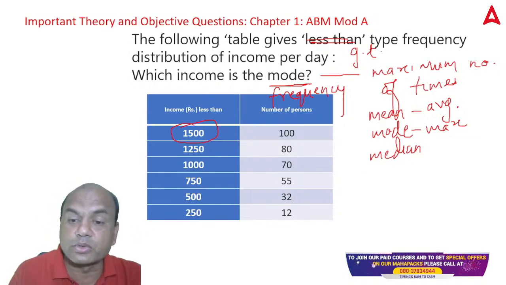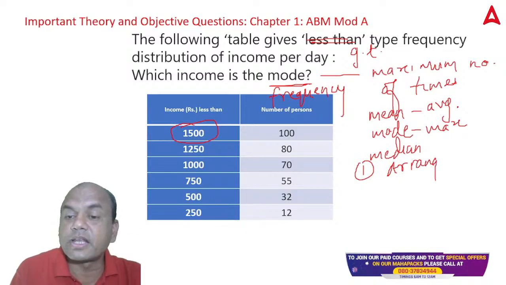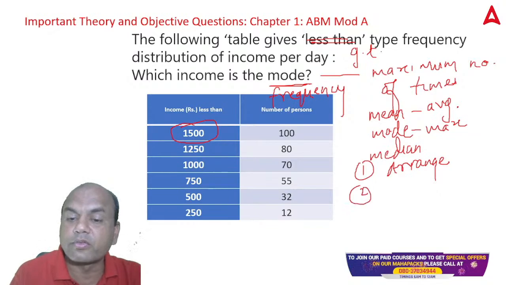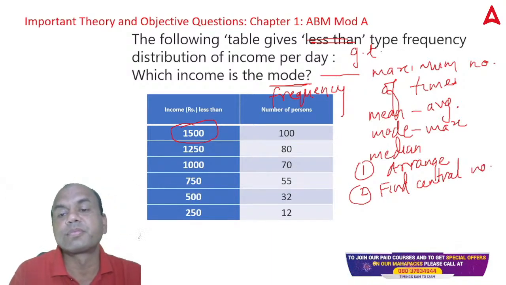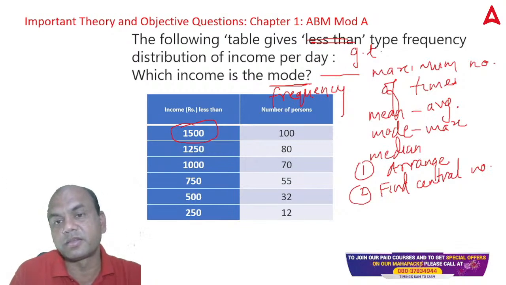Arrange them. There are two steps to median. First, arrange them in serial order. And then find the central number. This is known as median. So these three important terms are there in statistics.